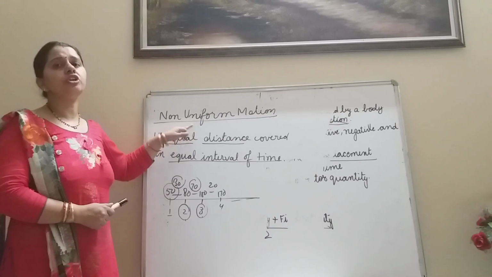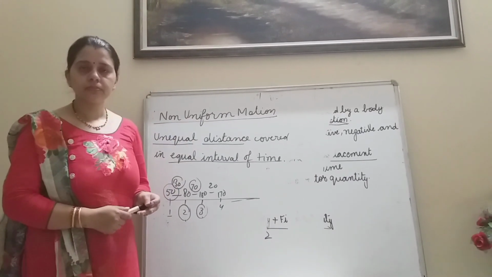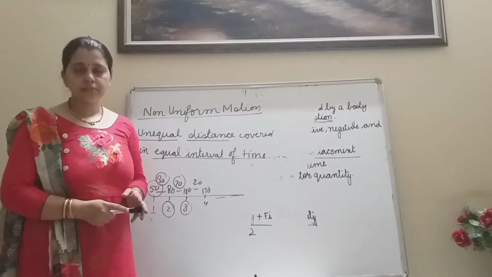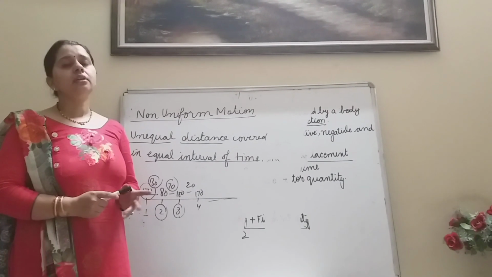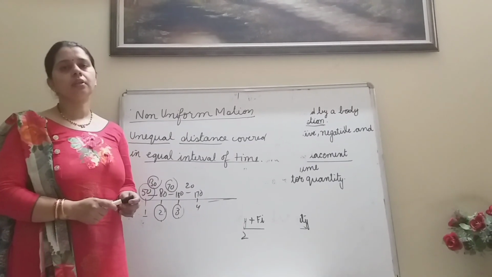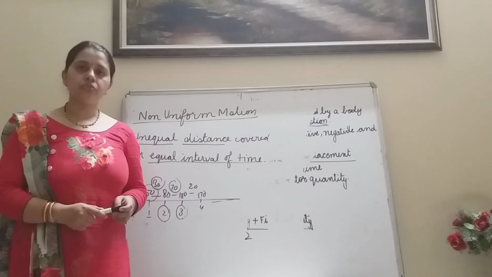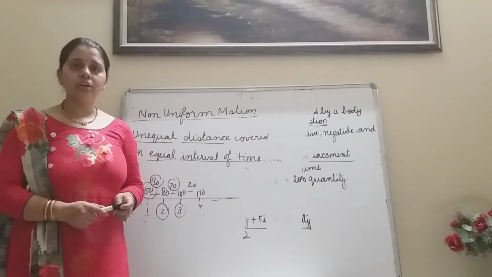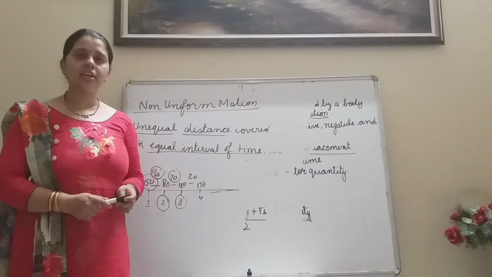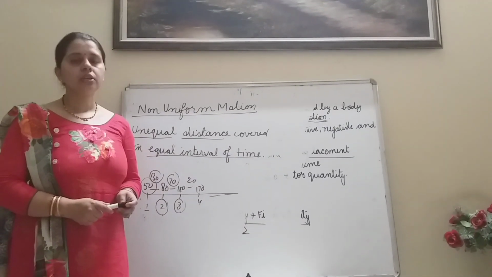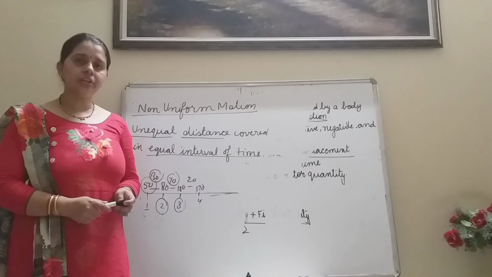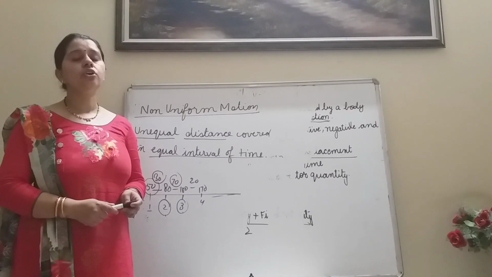So I have told you about speed, velocity, average speed, average velocity, uniform motion and non-uniform motion. So what you will do is revise everything I have discussed today. You will write the SI units and everything, and you will make your own notes.